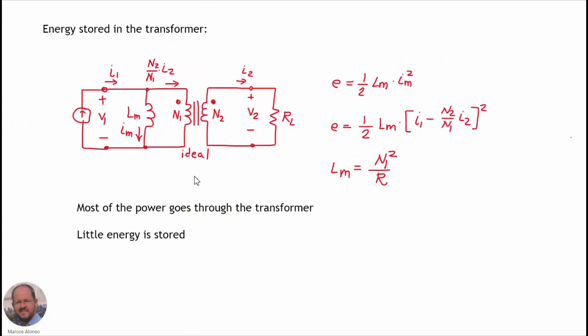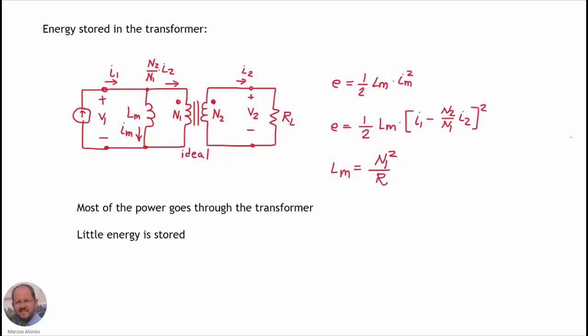Now let's talk about the energy stored in the transformer. If we check our model, here we can see that we have an ideal transformer, so there is no way to store energy in an ideal transformer, and we have here our magnetizing inductor. So the only part in which we can store energy is in the magnetizing inductor.